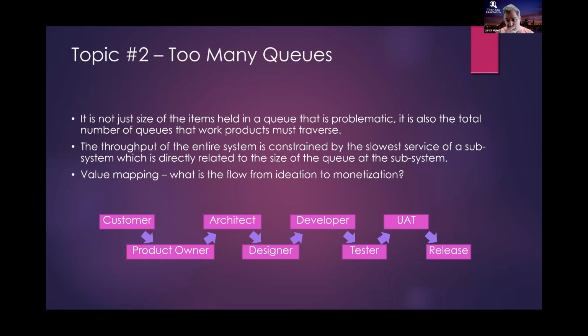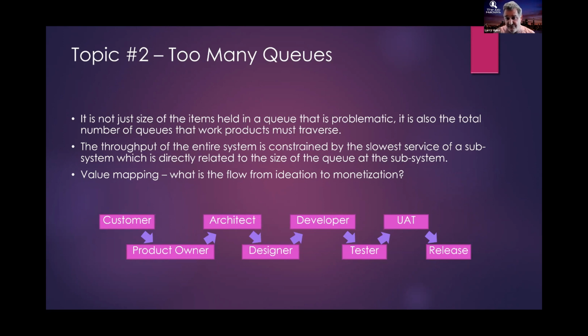There's something called value mapping that's really important. Value mapping is sitting down, and I've done this with organizations in the past. You sit down with somebody and you say, I've got an idea, right? When I have this idea, what steps within the organization must this idea go through in order to get to my customer?